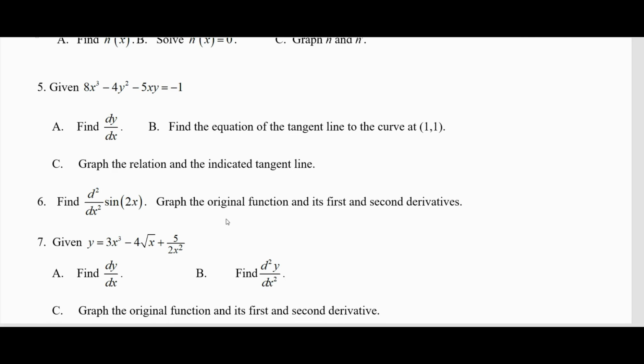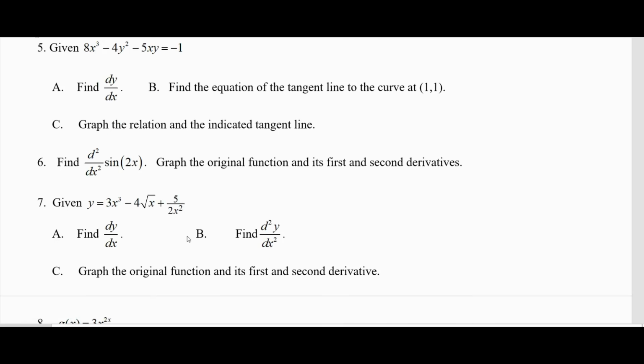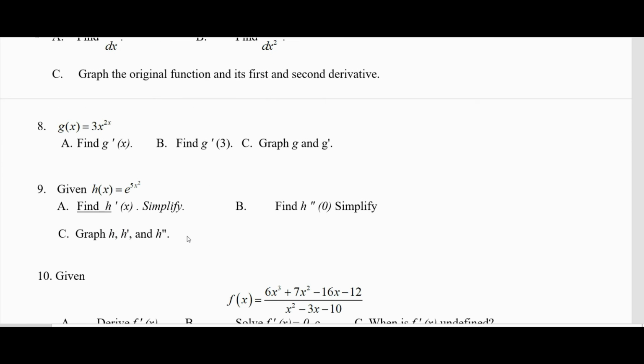And then number 6, find the second derivative of sine of 2x. Graph the original function and its first and second derivatives. Of course, along the way, you'll be finding the first derivative as well. Number 7, y equals 3x cubed minus 4 square root of x plus 5 over 2x squared. Find dy over dx and find the second derivative as well. Graph the function and its first and second derivatives.